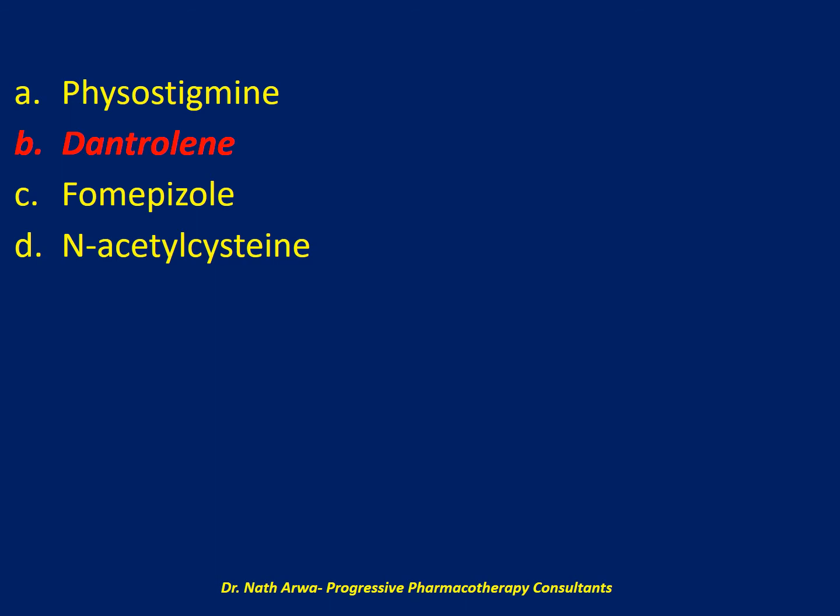Now N-acetylcysteine is an antidote for acetaminophen toxicity, so it's the wrong answer here. And physostigmine is used as an antidote for anticholinergic toxicity. And then fomepizole, which is Antizol, or IV ethanol, are antidotes for antifreeze, that is ethylene glycol, and even methanol toxicity. So those would not be the right options in this particular case. Dantrolene would be the right answer. Let's move to the next slide, please.